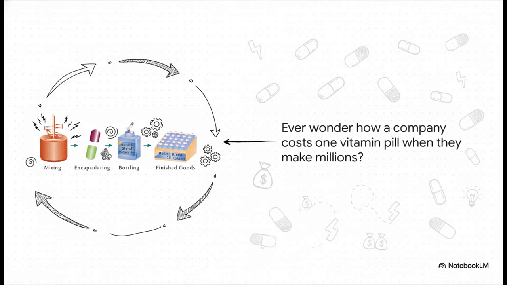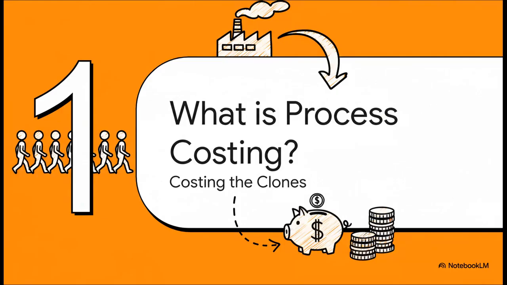Just think about a factory making millions of vitamin pills. They're all exactly the same. How in the world do they calculate the precise cost of the ingredients, the labor, and even the electricity that went into making just a single pill? I mean, it seems almost impossible, right? But believe it or not, there's a whole system built for this. And that system has a name: process costing. It's the perfect accounting tool designed to solve this exact challenge of costing the clones.